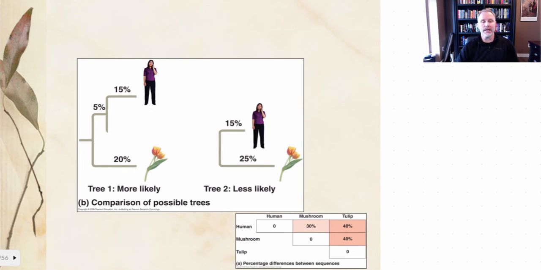Okay, so if we're looking at these different types of trees, what we can see is that when we're looking at the differences between the human and the tulip, we say that there's a 40% difference in the DNA, while we have the 5 and the 15 is 20, and 20, there's our 40% difference. Tree 2 would be 15 and 25, which would also add to 40, but what it's saying is that the evolution in the human lineage would slow down in comparison to that of the tulip, and that's not really the most parsimonious outcome. That's why we say that tree 1 is more likely.